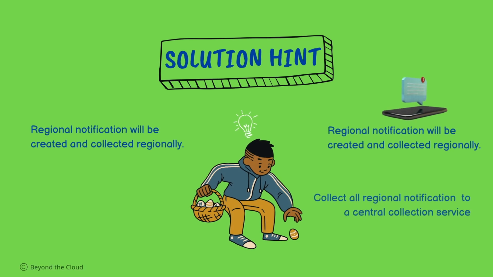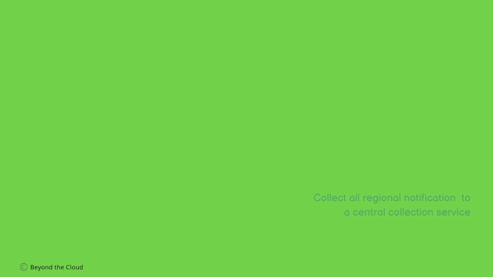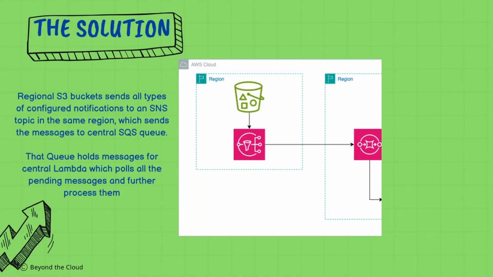So what we will do is collect the regional notification from an S3 bucket, then send the regional notification to a central service, a central notification collection, and then we will collect the notifications and process them. This is the overall idea of how we will solve the problem, but if it is not understandable, please wait for the next slide to complete. Here I will show you how we can do that.